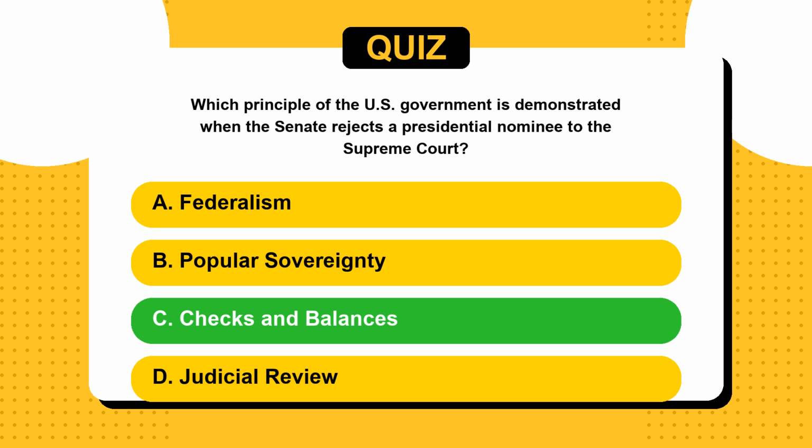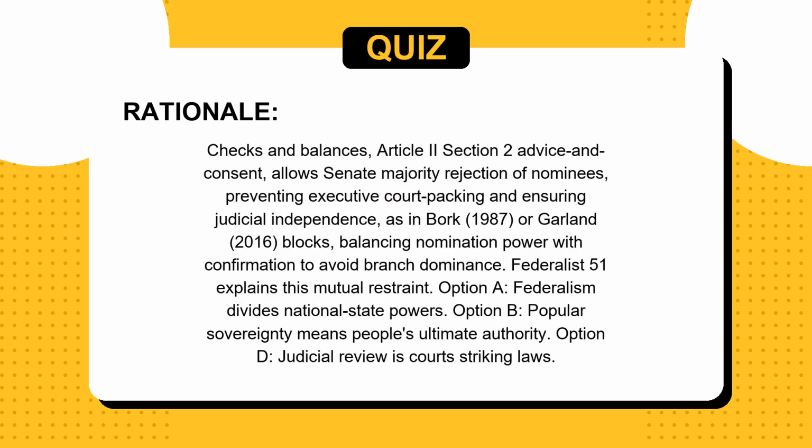The answer is C. Checks and balances. Article 2, Section 2, Advice and Consent, allows Senate majority rejection of nominees, preventing executive court packing and ensuring judicial independence, as in Bork, 1987, or Garland, 2016. Blocks, balancing nomination power with confirmation to avoid branch dominance. Federalist 51 explains this mutual restraint.